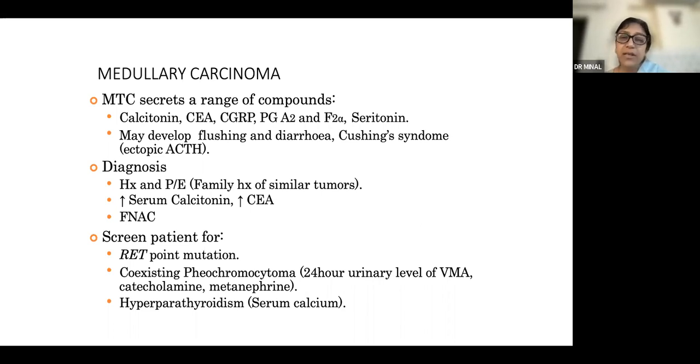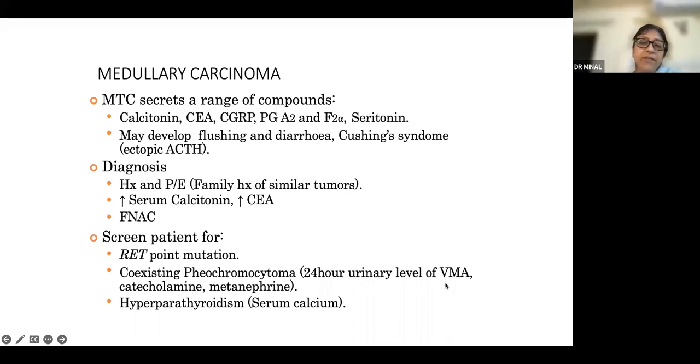Diagnosis is easy by history taking and physical examination. Lab workup gives you a raised serum calcitonin and CEA. FNAC will give you the histological picture. Screening is done with RET point mutation, the RET oncogene studies. There can be coexisting PHEO, so you rule it out with 24-hour urinary catecholamine levels. Then there can be hyperparathyroidism because of parathyroid adenoma, and that will present as hypercalcemia.